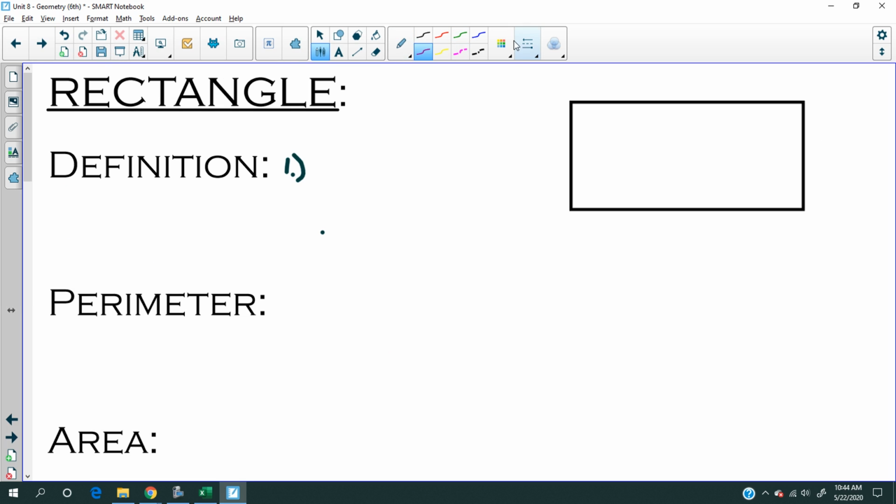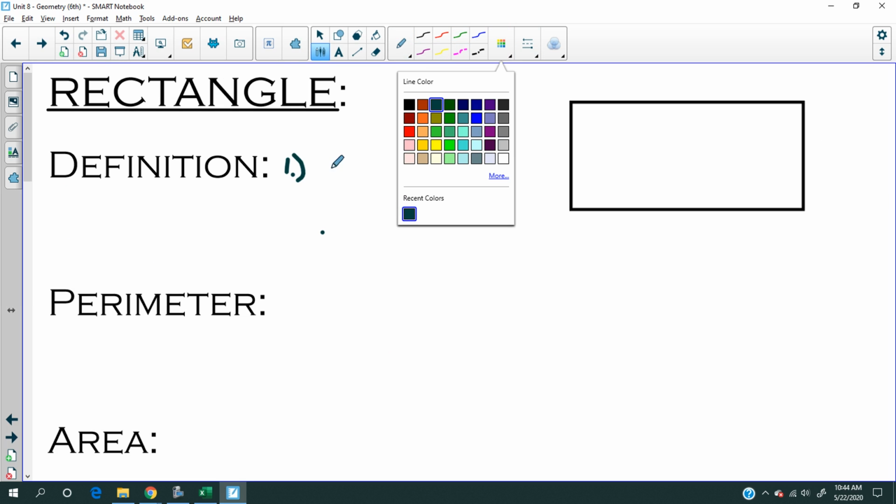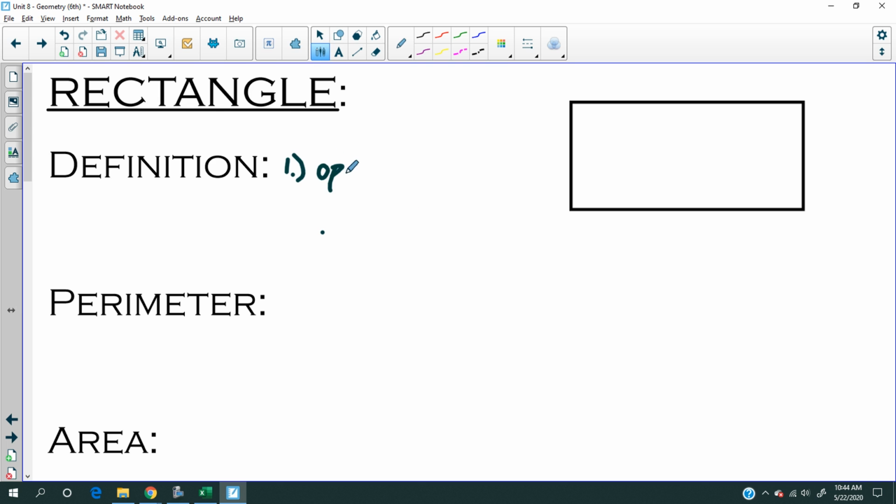So what's the definition? Okay, for a rectangle, opposite sides are equal. Or congruent. Let's use congruent. Okay, it's way more professional. All right, so that means these two sides, they're congruent. They're equal in length, right? These two sides, they are congruent.